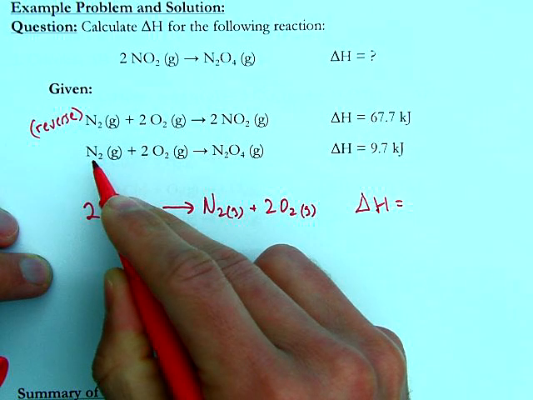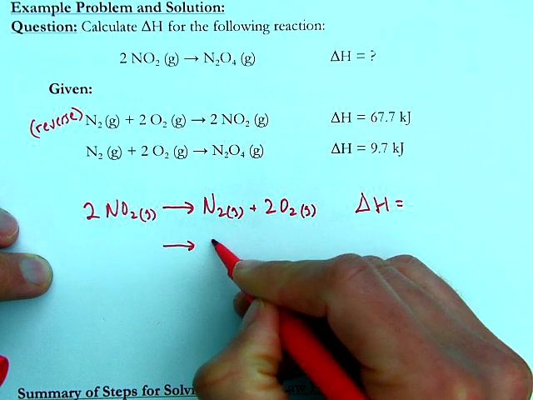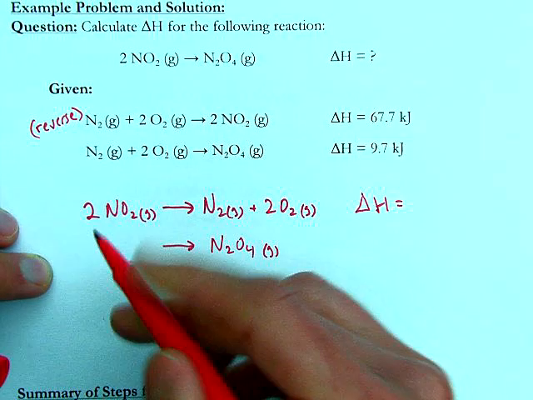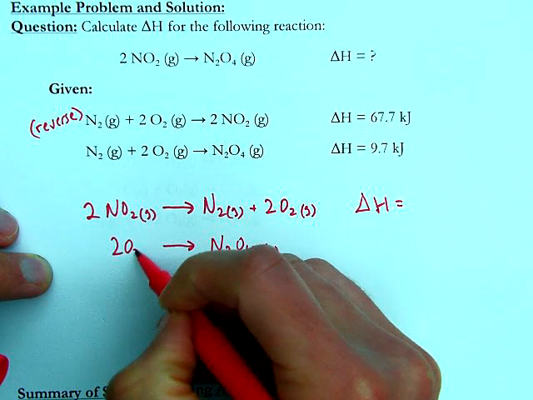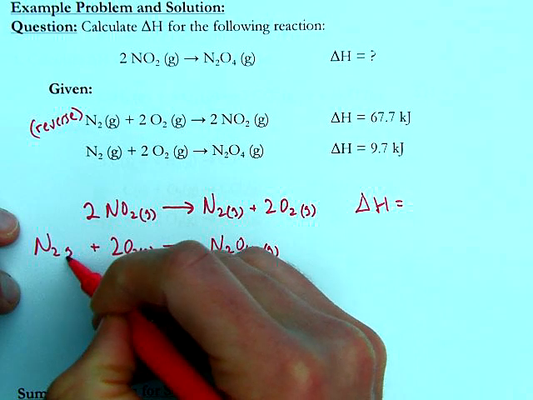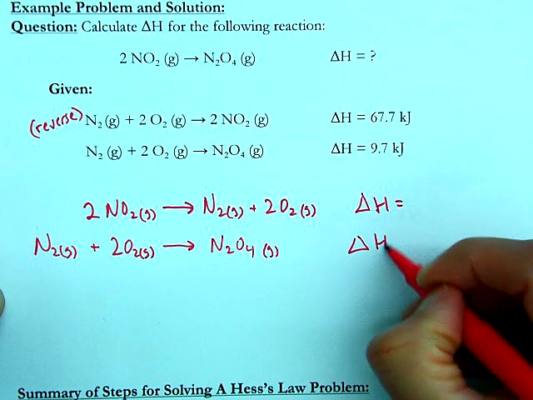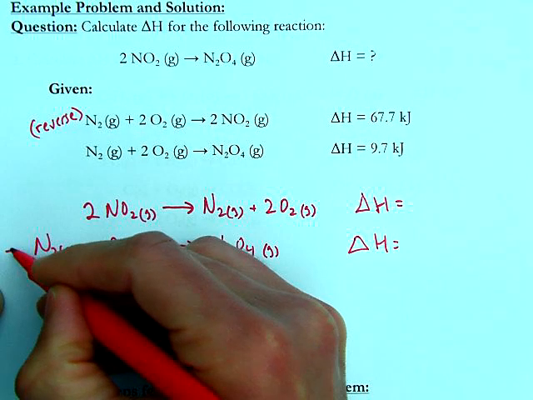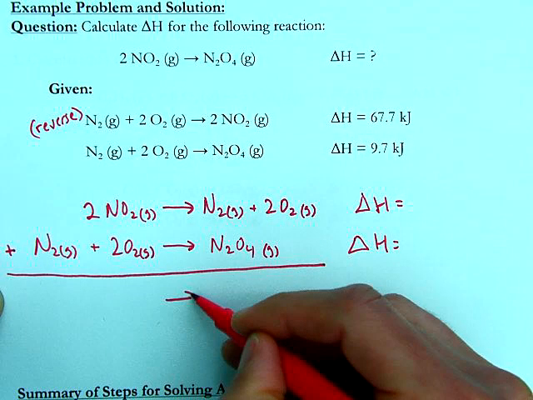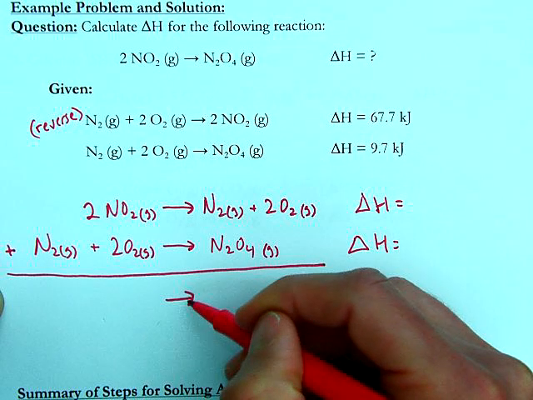And then this second equation we're leaving as is. So we have N2O4 gas, 2O2 gas and N2 gas. Okay. Now, if I add these two equations together, so I'm just going to put a plus sign here and a line. You see how I keep all the arrows lined up? This can help so that you can keep track of what's on what side.